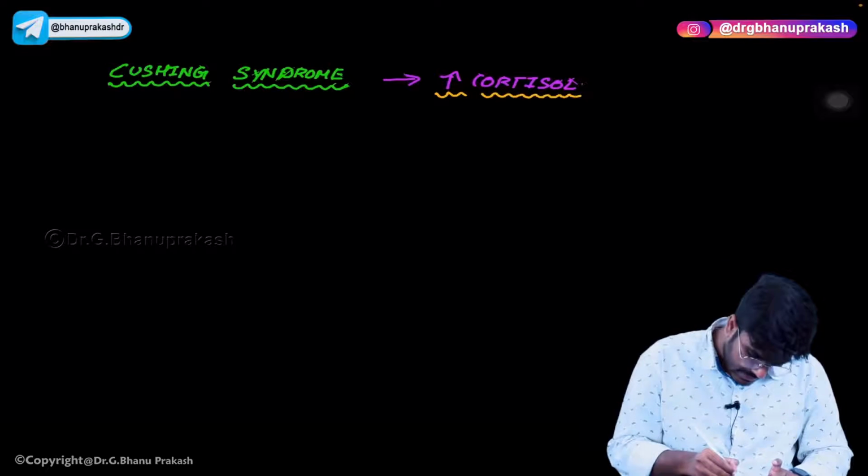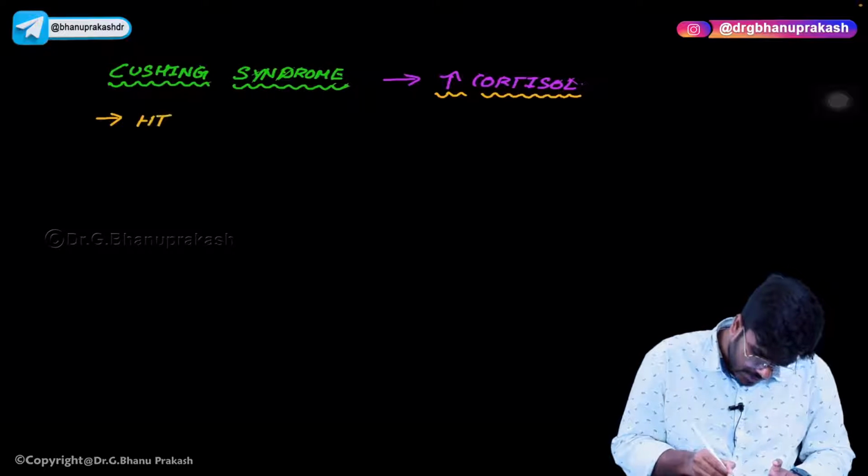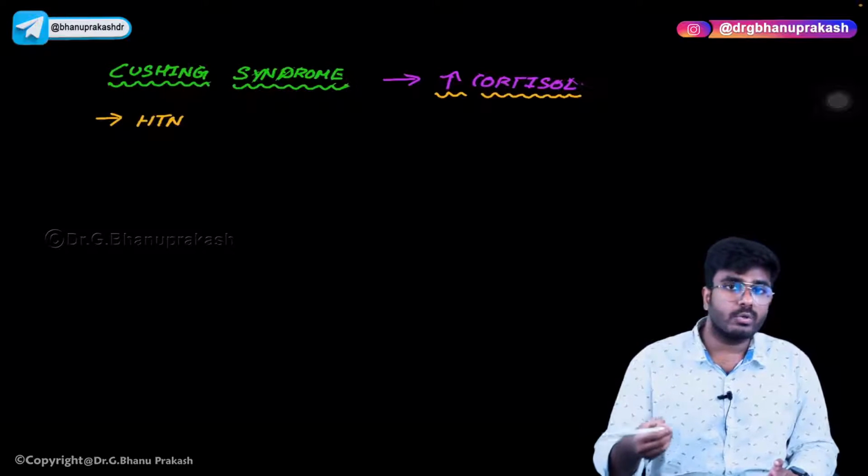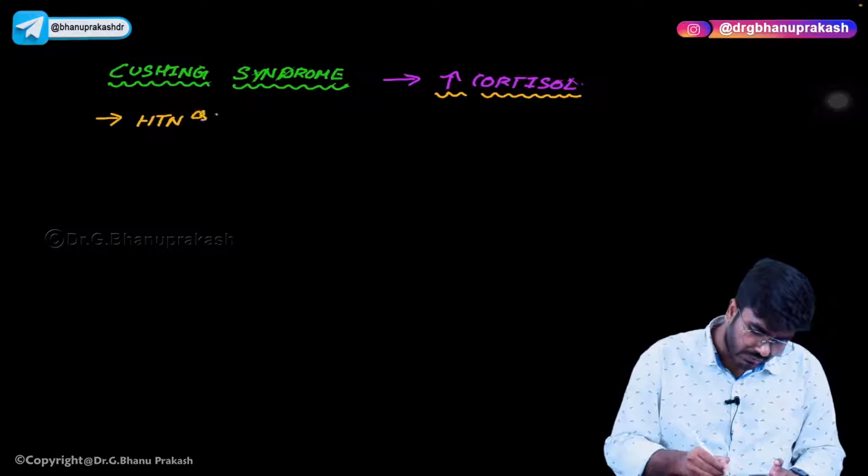What are the clinical features? Let's start with hypertension. A patient with Cushing syndrome will have hypertension. Why? Because cortisol sensitizes the blood vessels to catecholamines. So blood vessels will undergo vasoconstriction, and that will cause hypertension.